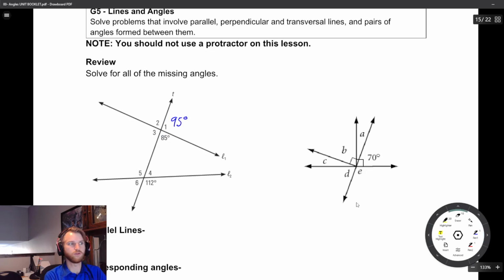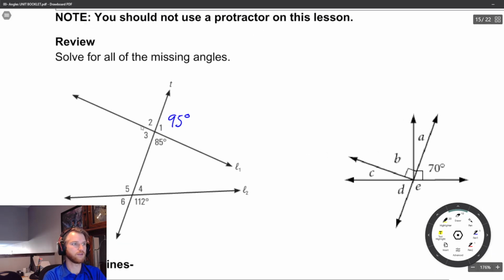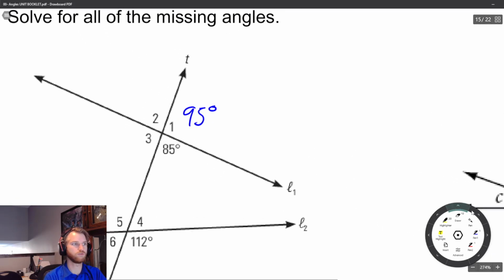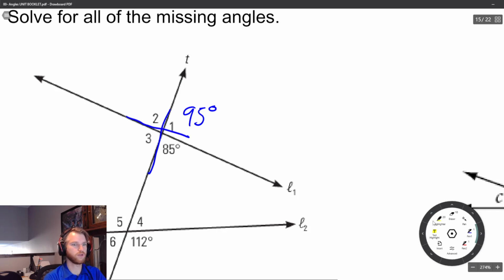The other thing we were using in the last lesson is that anytime you've got an X like this, where you've got two perfectly straight lines crossing each other, angles that are directly across from one another, on opposite sides of the X, are going to be the same. This one is also going to be 85, same as that one. And these two are directly across from each other, so this one's going to be 95 as well.